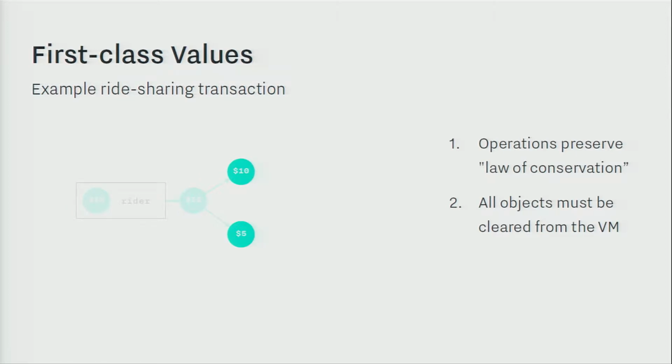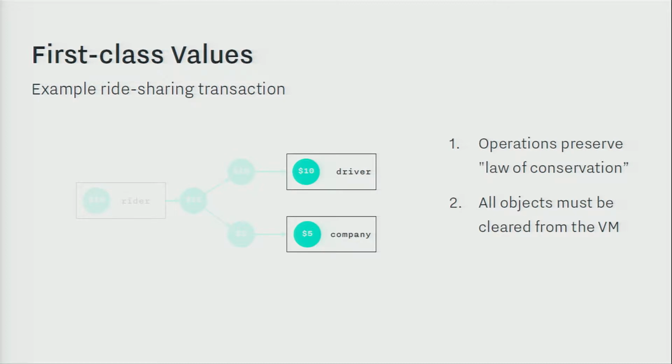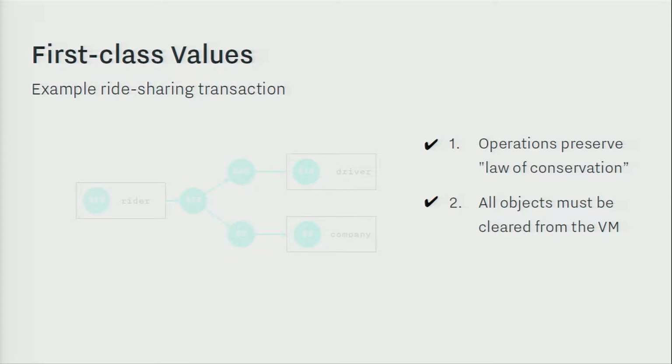So this makes sense. What you can do is add the $15 input to the VM, then run the split operation, which splits it into $10 and $5. Then you create a contract that binds the $10 to the driver and sends it to the driver, and binds the $5 to the company and sends it to the company. And keep in mind the two rules. The first rule: operations preserve the law of conservation, so you can't create or destroy value. And the second rule: all objects must be cleared from the VM by the end.